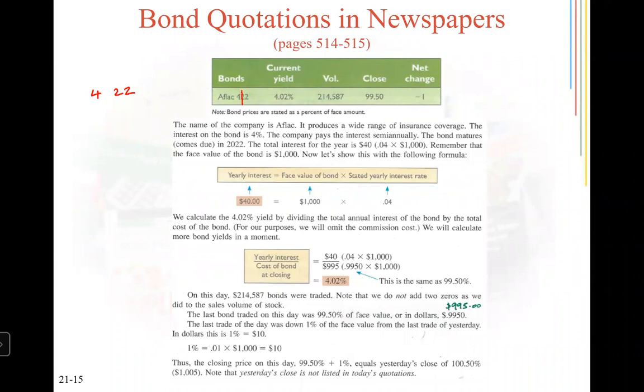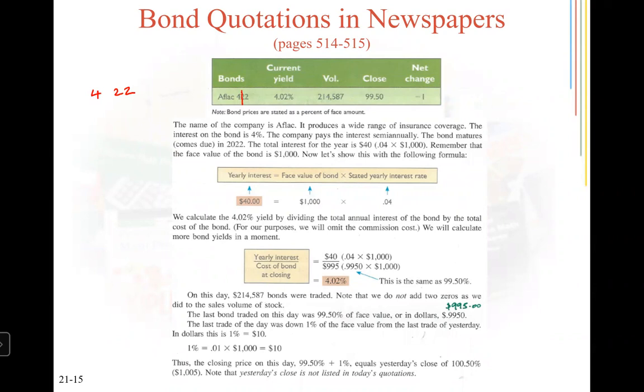The total interest for the year, because it's 4% and the unit value is a denomination of $1,000, you find 4% of 1,000. So 4% of 1,000 would be $40. So they would get $40 per year interest on this bond. And remember, the face value of the bond is $1,000.